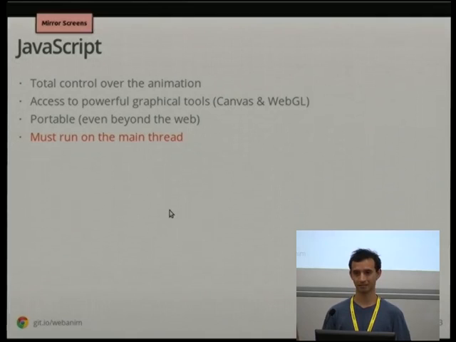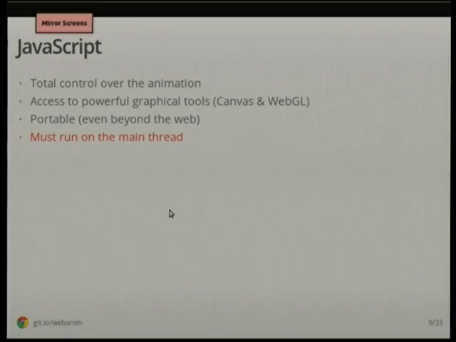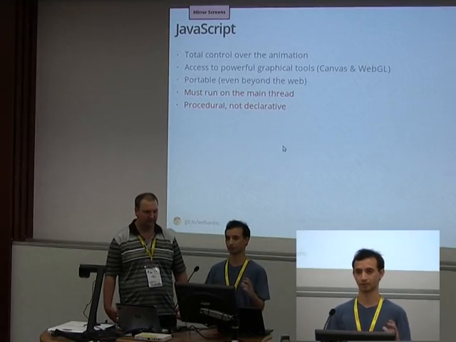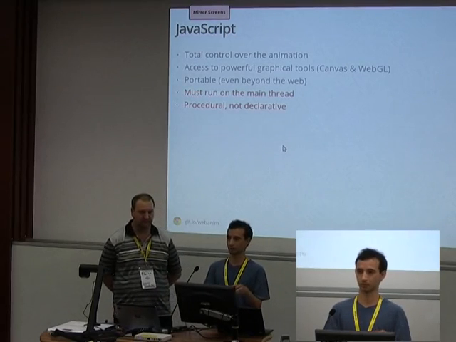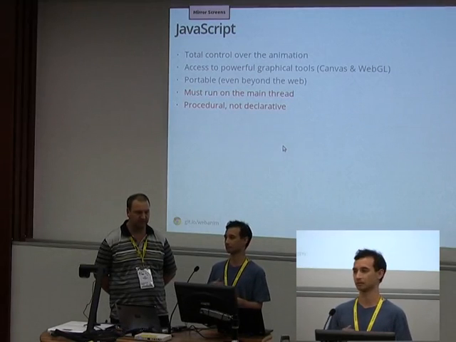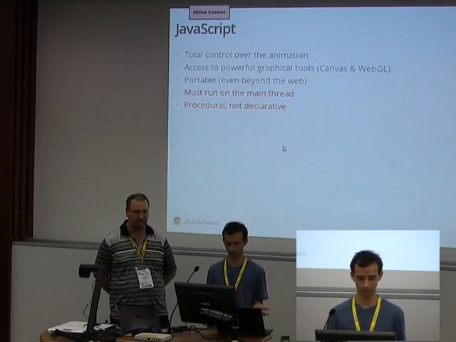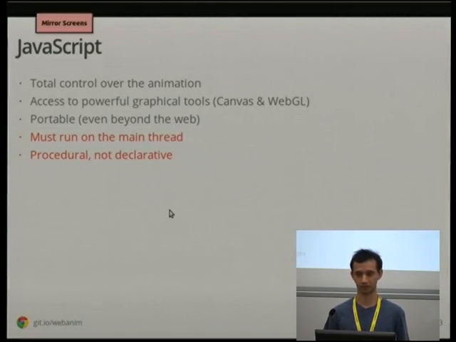But because it's so low level, it must run on the main thread. The animation procedure can't be put off into a separate thread to run asynchronously with the user interface, because of what JavaScript is capable of doing. There's no way to guarantee that there won't be weird side effects, and it's completely procedural. You don't declare things up front. You don't tell the browser, this is what I want the animation to be, and let it work out, or let it actually process the animation part. You do everything yourself. So that's one of the major downsides for JavaScript.